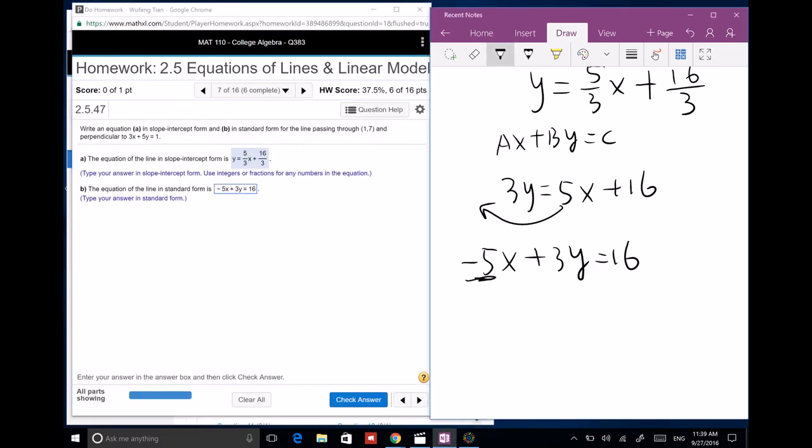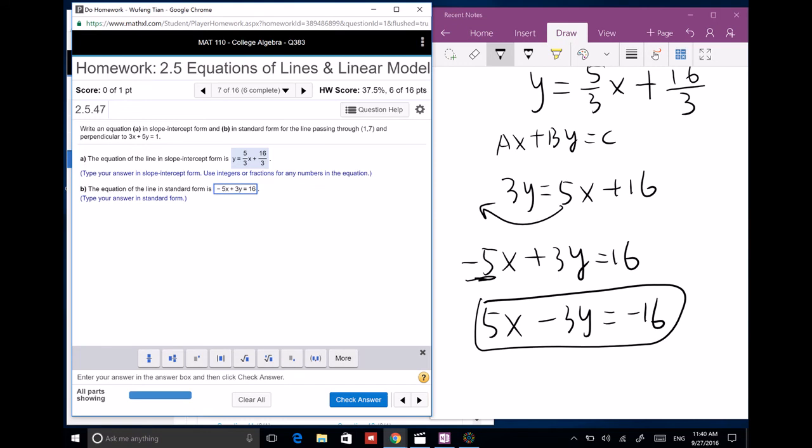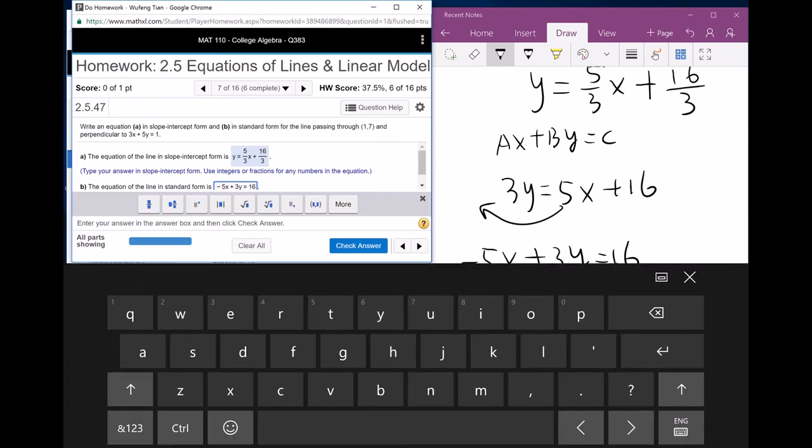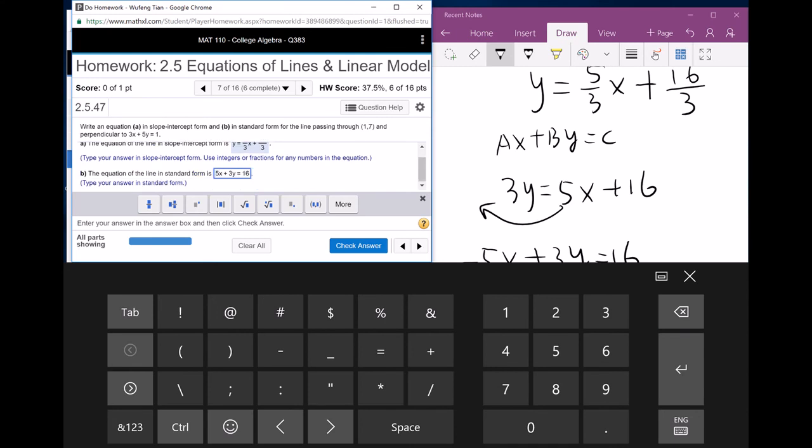So this has to be positive. So I have to divide everything by -1. So 5x minus 3y equals -16. I think this is what it asks for. It asks that the x coefficient is positive. Sometimes they do ask you that. So just divide everything by -1 again. You'll be fine. So positive becomes negative, negative becomes positive. Okay, so that's it.